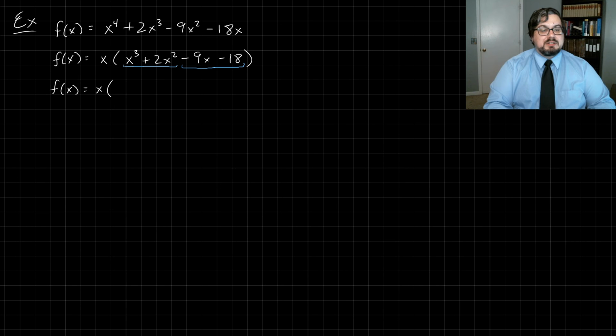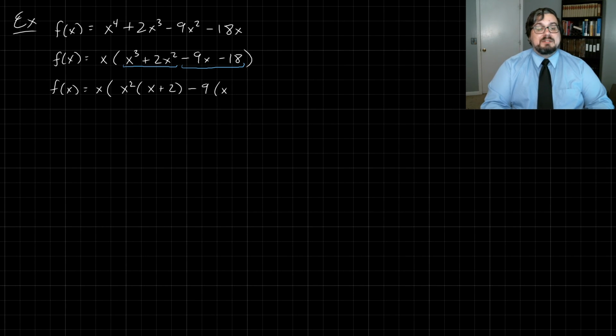So for this, we're going to look at the first set of 2 terms, the x cubed plus 2x squared, and factor out the greatest common factor. In this case, x squared is the greatest common factor, leaving behind x plus 2. And now we have negative 9x minus 18. We want to factor out the greatest common factor there. That's going to be a negative 9.